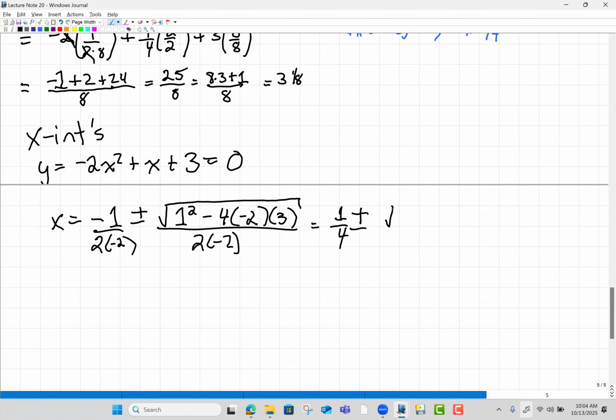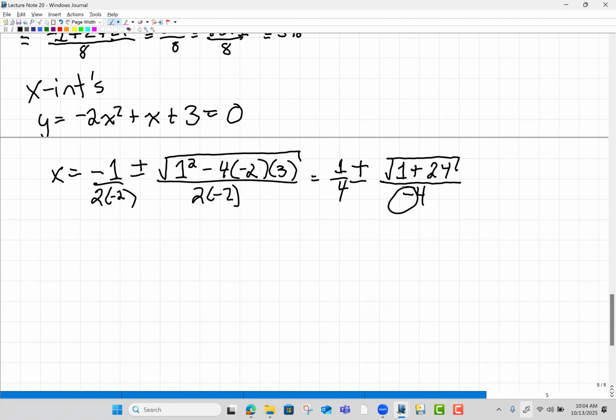So let's do the arithmetic. 1 squared is 1. A minus times a minus is a plus. 4 times 2 is 8. 8 times 3 is 24. And when I do these, I always like to put the top and I like to put a little lip over here where it ends, so nothing gets left out. 2 times minus 2 is a minus 4.